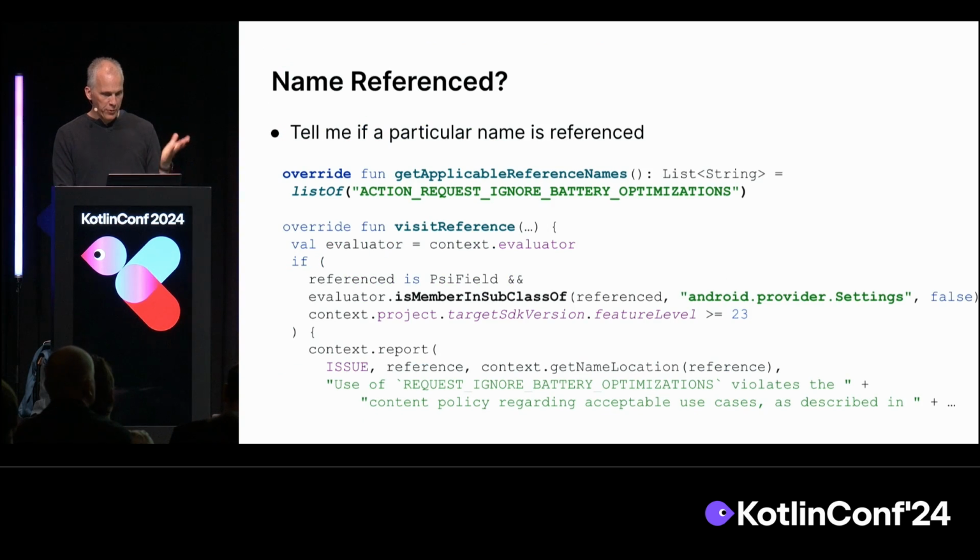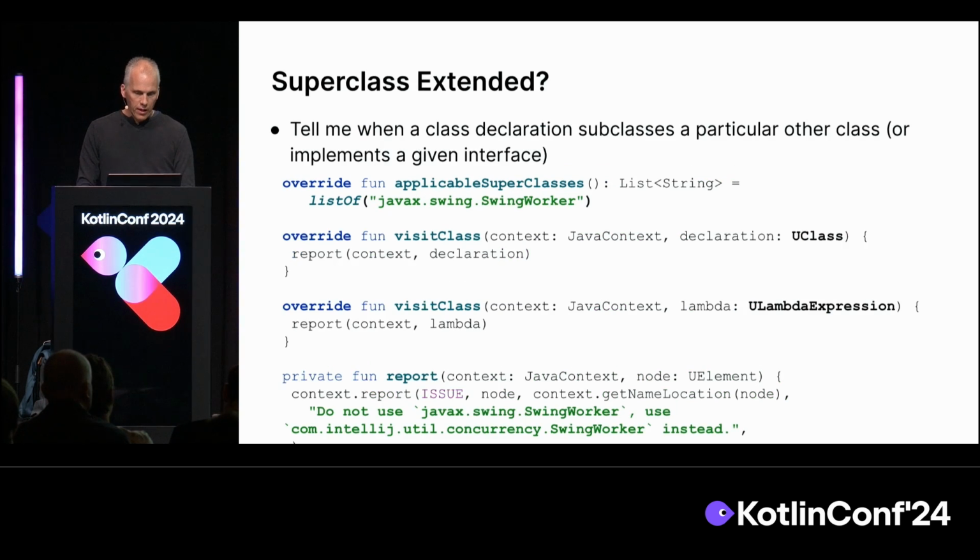You can also check if a particular name is referenced. This is similar to the method call support we just saw, but meant for fields. And another one is, let me know when someone creates a subclass, whether anonymous or not, of a given class or interface. So in our Android Studio code base, for example, we have this check that I'm showing here, making sure you don't subclass a swing worker class from the JDK, but IntelliJ's own special purpose one.